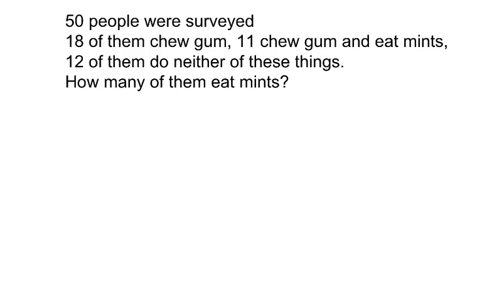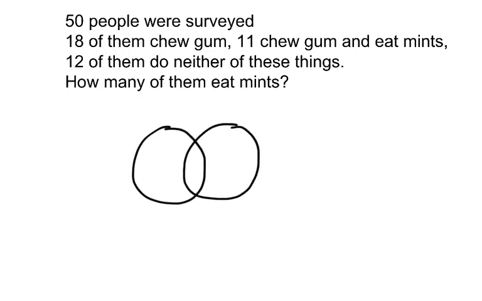Okay, so we're told that 50 people were surveyed. 18 of them chew gum, 11 of them chew gum and eat mints, 12 of them do neither of these things. And we're asked how many of them eat mints. Well, this is a situation where we're going to use a Venn diagram to solve this problem. Our diagram is going to be made up of two circles, a gum circle and a mints circle. We're going to put the information in the appropriate regions, and that's going to help us answer the question we were asked.